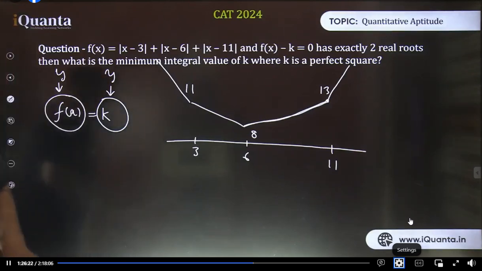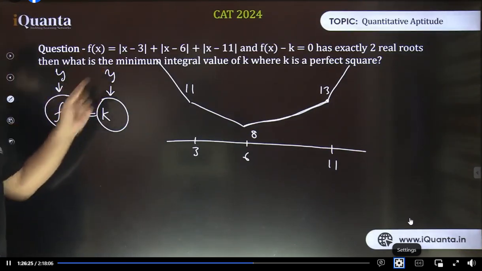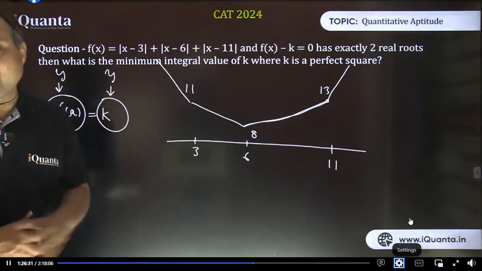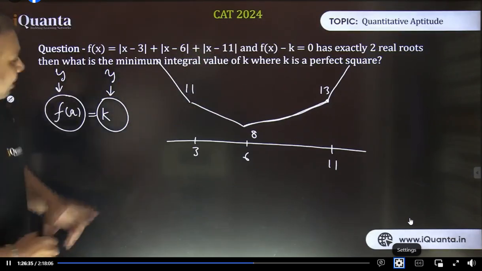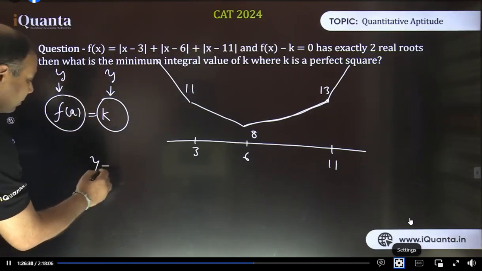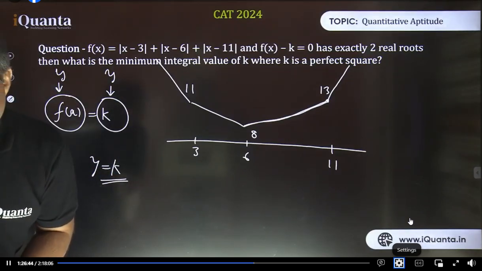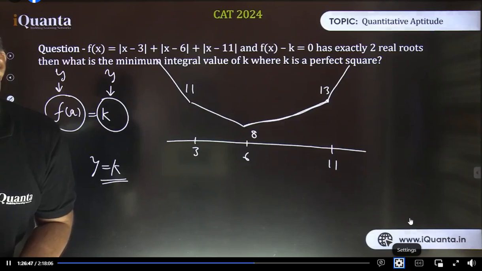ठीक है. Now next step is y equals k. Can you tell me y equals k का ग्राफ कैसे बनता है? What is the shape of the graph when y is equal to k, where k is some constant value? What is the shape of the graph of y equals k? Yes, I'm waiting for your comments. Yes, it is parallel to x-axis, straight line.